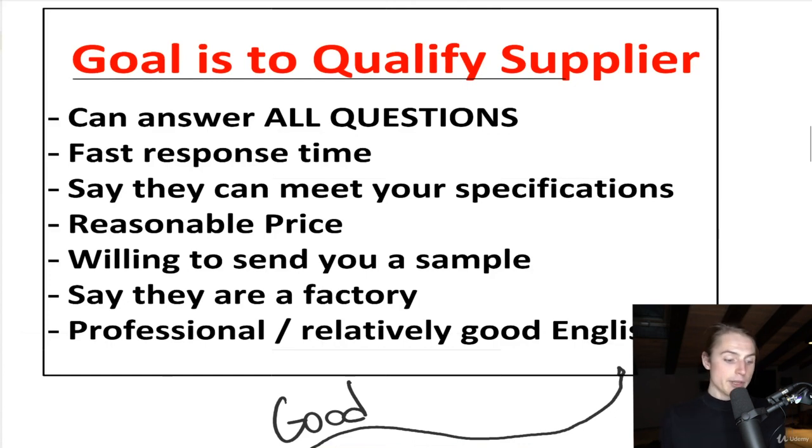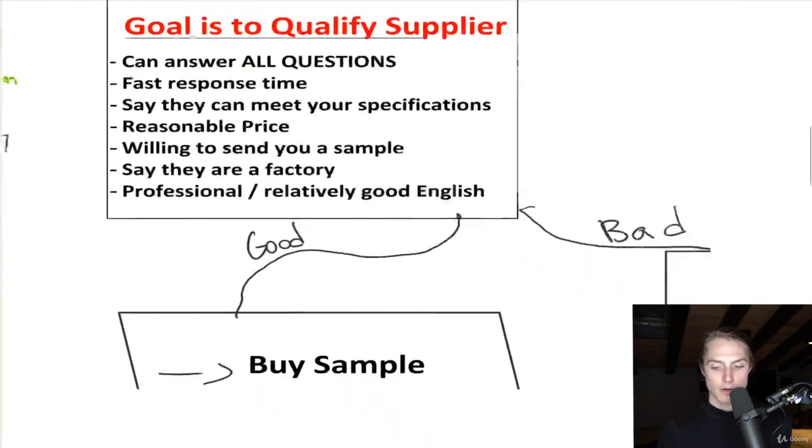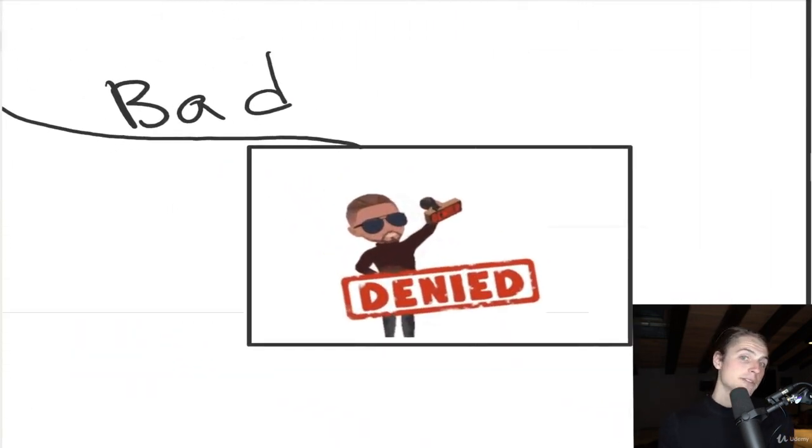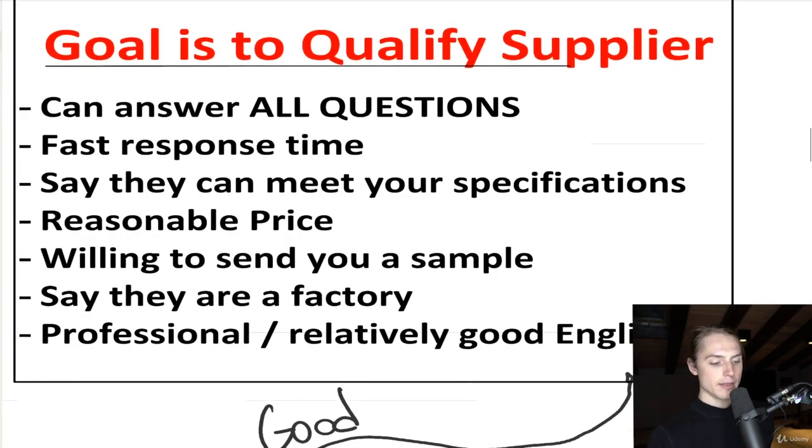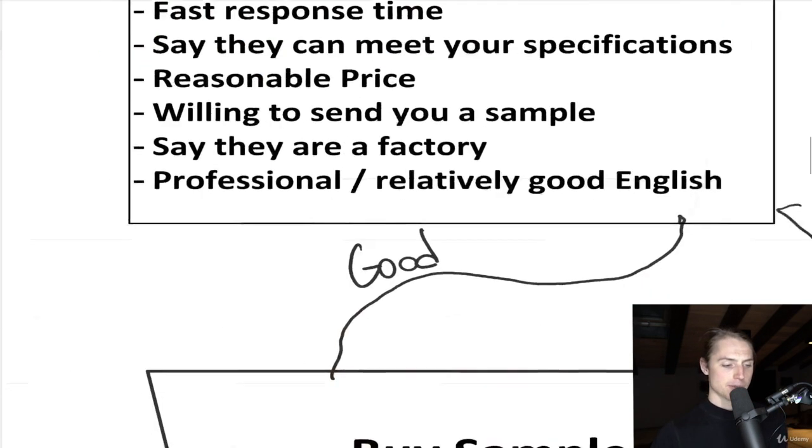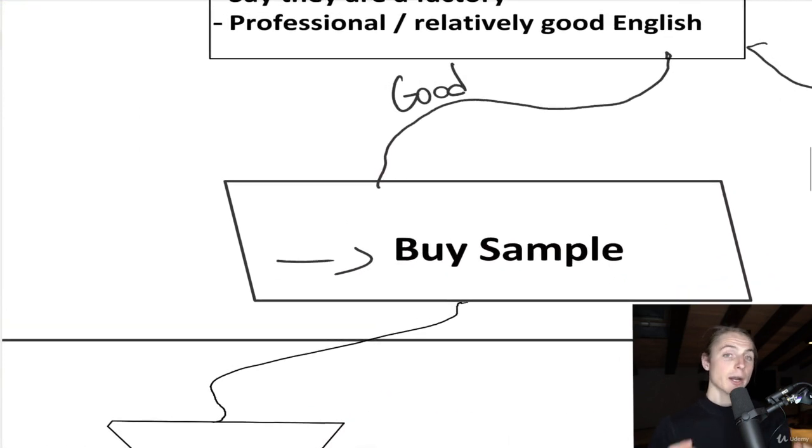Then, were they professional? Now, they're not going to have the best English necessary, and that's okay, but the better the English, that is a good thing, because you are going to be going back and forth with them, especially if you have a lot of needs and specifications. The better the English, that's going to make it easier. So, if they suck, if they can't even answer those 10 questions, move on, all right? Basically, if any of these aren't met, you're going to say no, all right? Except the relatively good English, that one is the one where it depends, but you want to make sure they're professional, they respond fast. So if that all matches, then we're going to buy a sample.